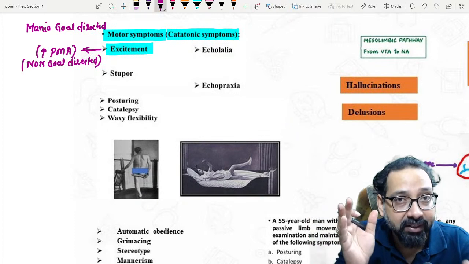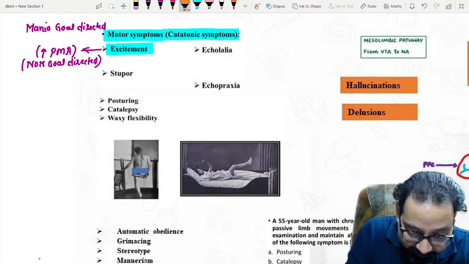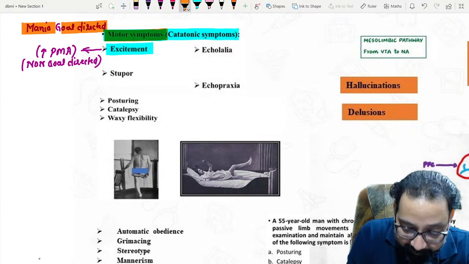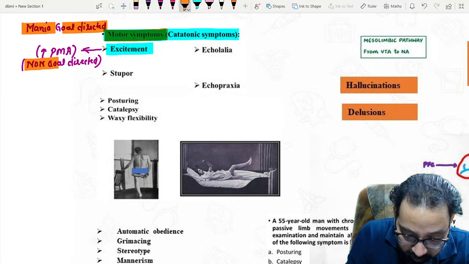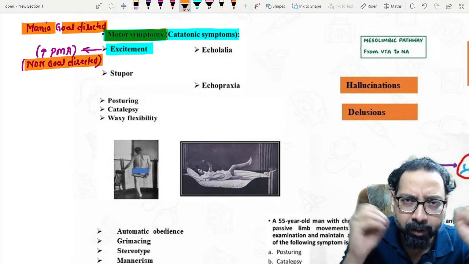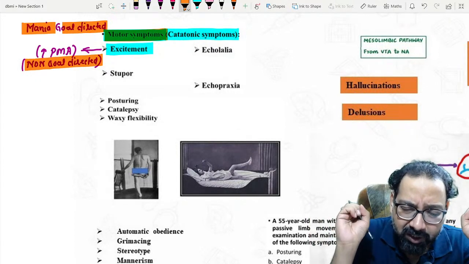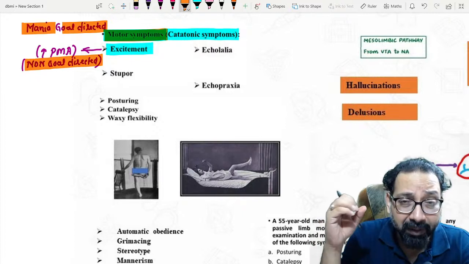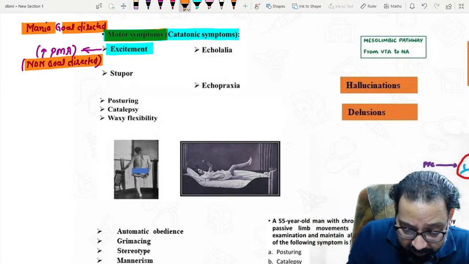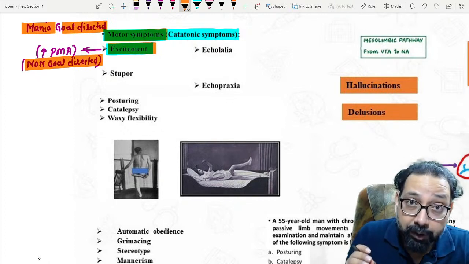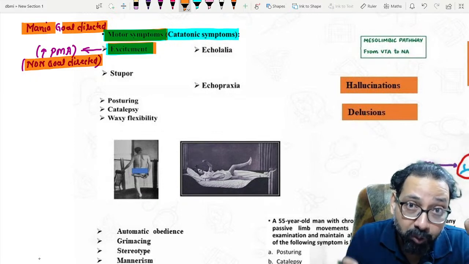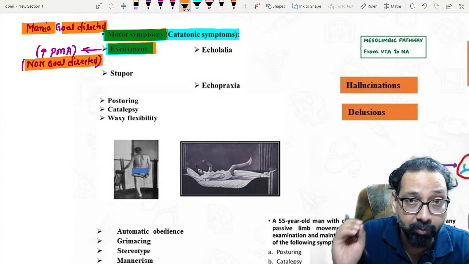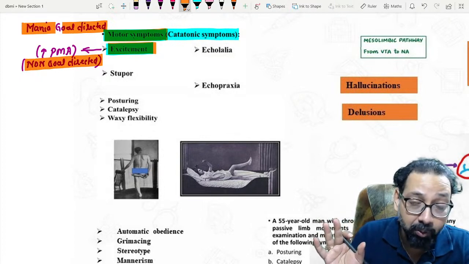I am telling mania at the same time just to differentiate: psychomotor activity is increased both in mania and catatonia, but in mania it is goal directed. In catatonic excitement, it is non goal directed. The patient is aggressive, disrupting the OPD, injuring, very destructive, very excited. Many times you will not be able to control a catatonic patient in excitement. If you have seen this patient once, you will never forget. He is so aggressive, so violent, so destructive, with non goal directed activity.